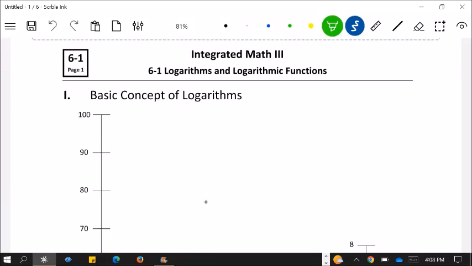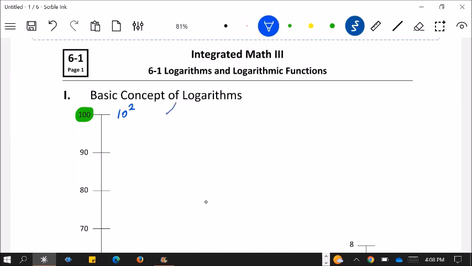Let's take a look right now at what logarithms are all about. The basic concept of logarithms is it's the exponent that, when a number is raised to that exponent, it equals another number. As an example, we have the number 100 here. So 100 is equal to 10 to the second power. The 2 is the logarithm of 100.